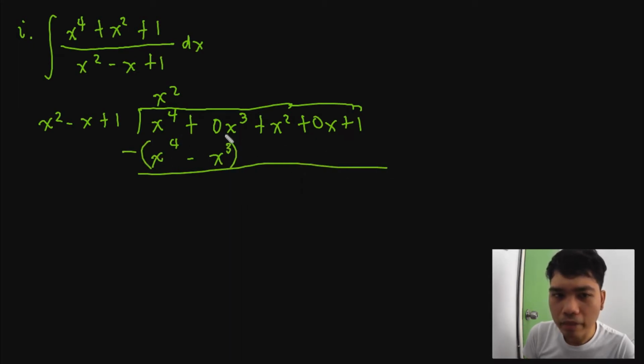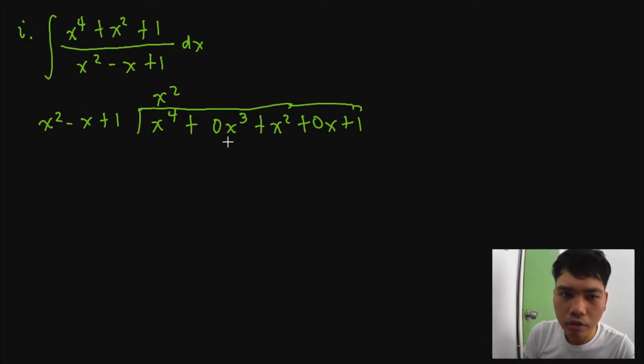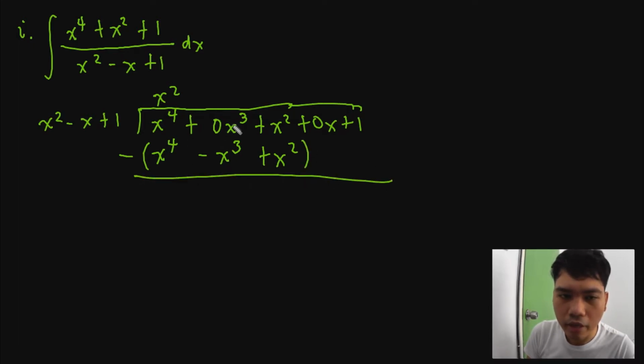So it becomes like that. Now, we know that 0x cubed minus negative, wait, I'm missing something. Let's redo this portion. So we have x to the fourth, and then minus x cubed plus x squared. Now you can subtract this, and this becomes positive x cubed. Then this one will be 0x squared, this one is 0x, and of course this is plus 1. So let's just have it here.